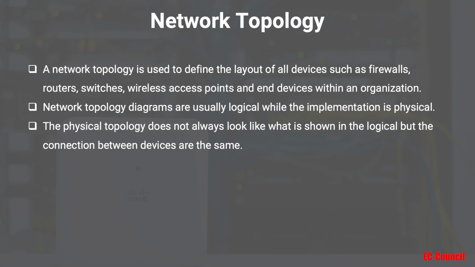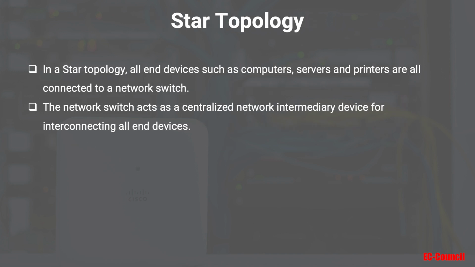Network topology diagrams are usually logical, while the implementation side is physical. This means the physical topology does not always look like what is shown in the logical topology, but the connections are exactly the same. One type of topology is a star topology. In a star topology, all end devices, such as computers, servers, and printers, are all connected to a network switch. The network switch acts as a centralized network intermediary device for interconnecting all end devices.